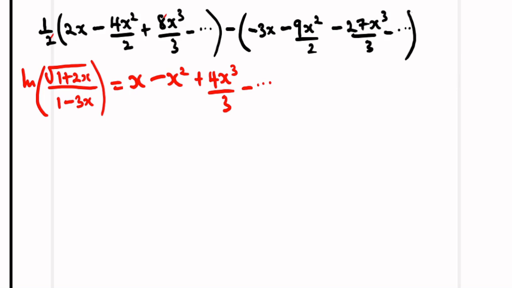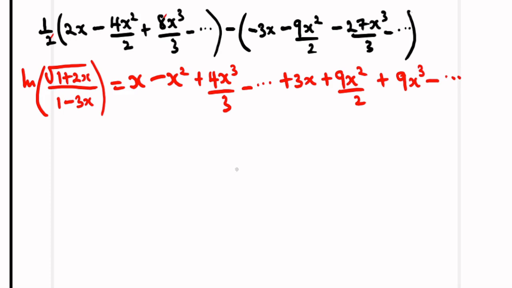Then clearing this bracket, minus times minus 3x gives us plus 3x. Minus times minus 9x squared over 2 gives us plus 9x squared over 2. And then minus times minus here gives us plus 27. Okay, 27 divided by 3 gives us 9. So that's plus 9x cubed minus dot dot dot.